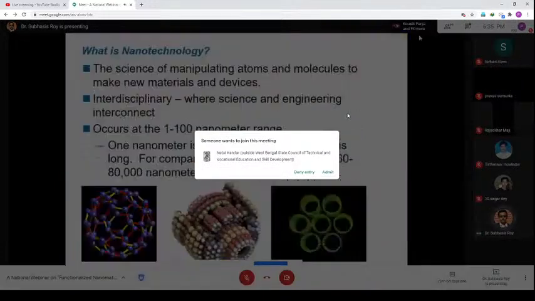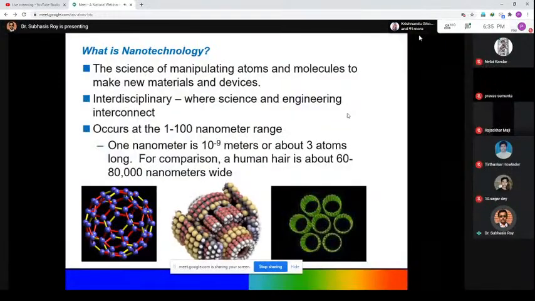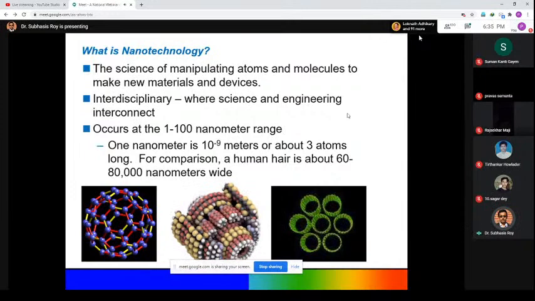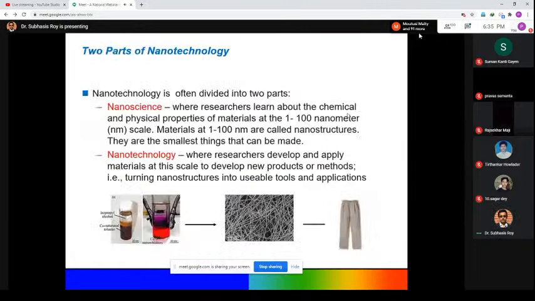As the introduction, as you all know, what is nanotechnology? Nano means something that occurs in the 1 to 100 nanometer range. It may be 1 dimension, 2 dimension, 3 dimension, like that. It is an interdisciplinary subject combining science and engineering, interconnected with each other, and it involves manipulating atoms or molecules to make new devices. It has two parts: nanoscience, which tells about the nanomaterials, and the application of the nanomaterials, which is called nanotechnology.